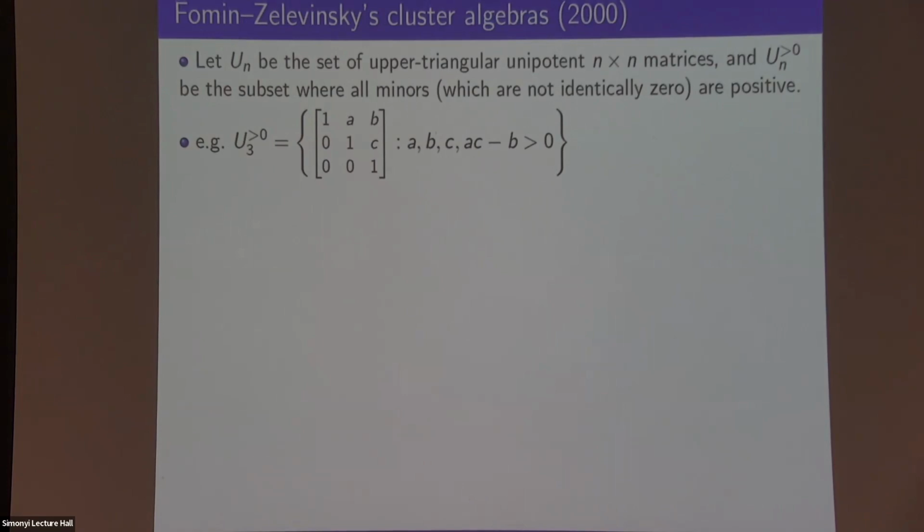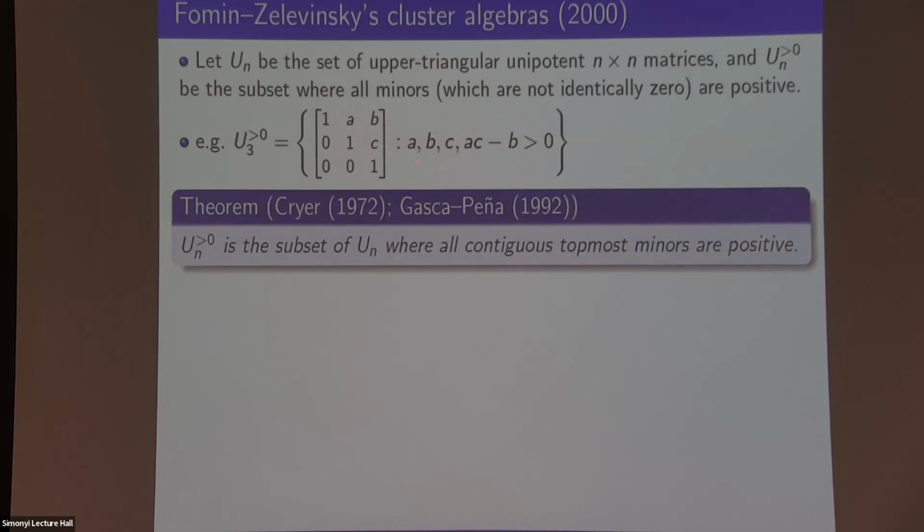And what they were studying was these total positivity tests. There's different spaces you can use to motivate this. I'm going to work with this set U sub n of upper triangular n by n matrices with ones on the diagonal, so unipotent. And the totally positive part is just the subset where all minors, which are not trivially zero, are positive. So for example, this 1 by 1 minor in the bottom left corner is trivially zero, so I'm going to ignore that. But this 2 by 2 minor in the top right is AC minus B. So I'm going to require AC minus B to be positive.